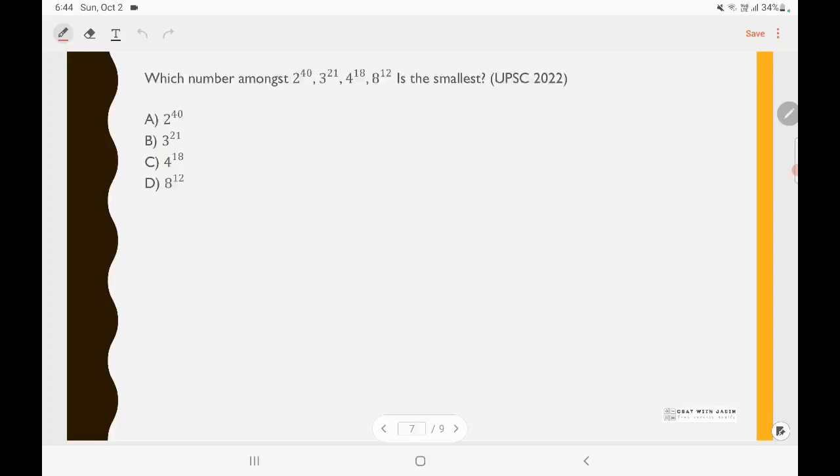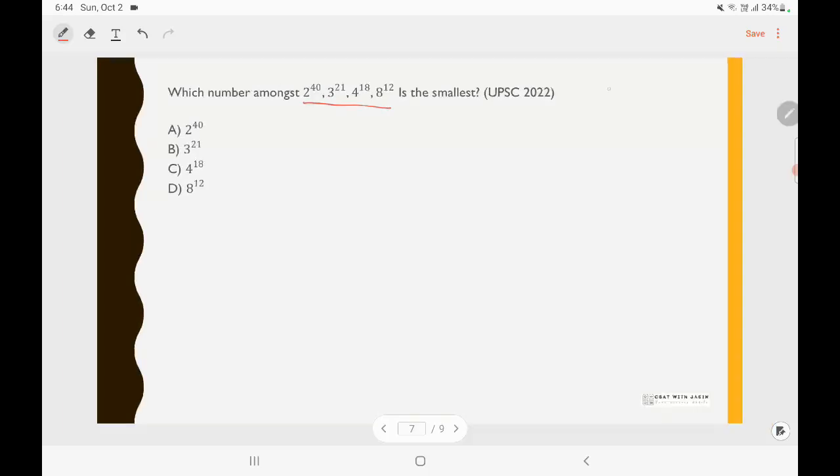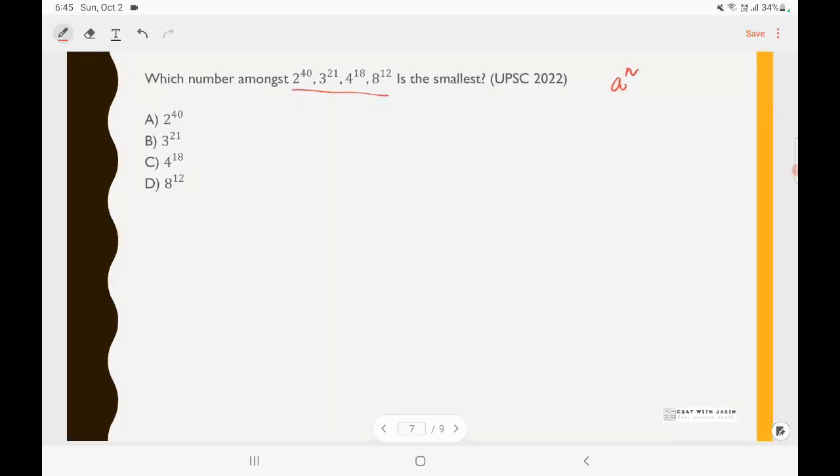Now let us look into another question. Which number amongst 2 raised to 40, 3 raised to 21, 4 raised to 18 and 8 raised to 12 is the smallest? So I already told you how to find the largest and the smallest number if numbers are given in n raised to n form. That means you need to take the HCF and everything. But here it won't work out. Okay, so here it will become very difficult if you try to solve at this level. So here you need to use another concept.